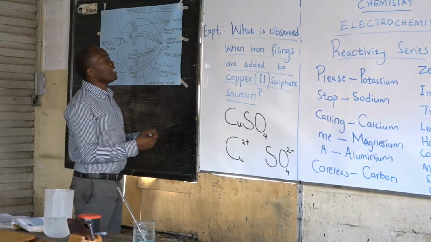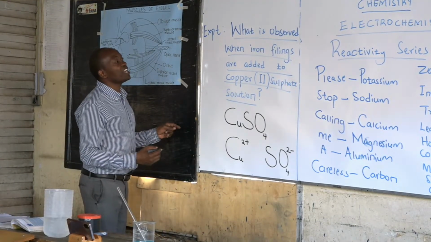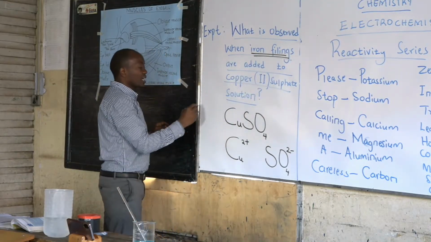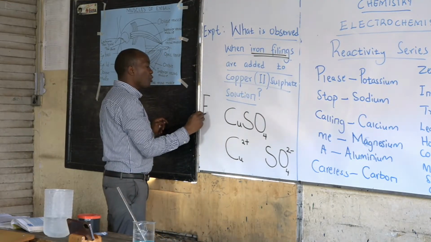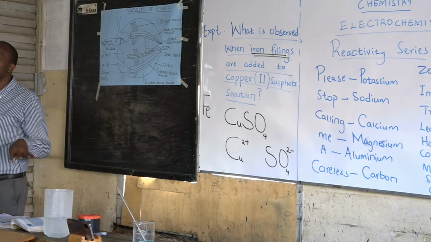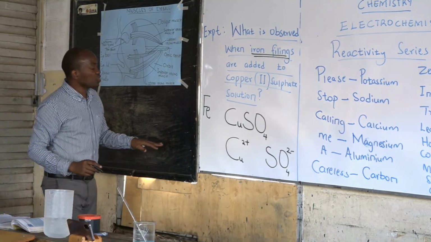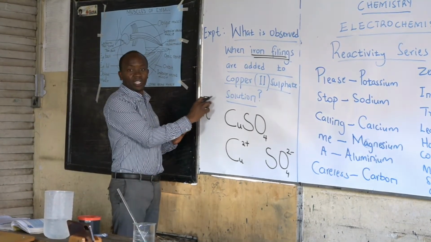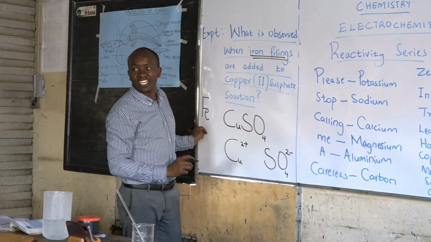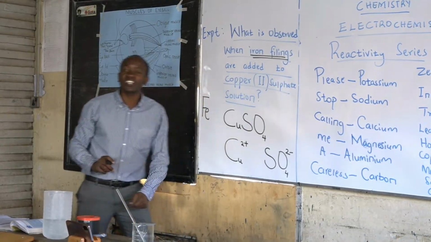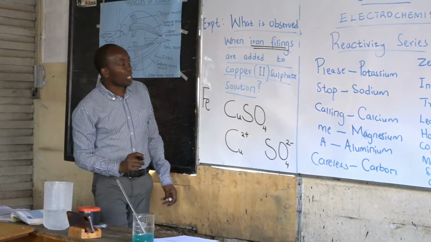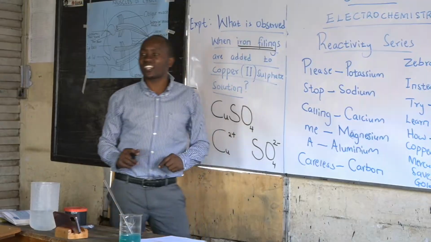Alright? Now what is the formula for this element by the name iron? The iron, the metal itself. What's the formula? Capital F, small letter e. So it comes from a Latin name, ferrum. Alright? Now, between iron metal and copper, which one is more reactive than the other? Between iron and copper from the reactivity series, which element appears on top, above the other in the reactivity series?